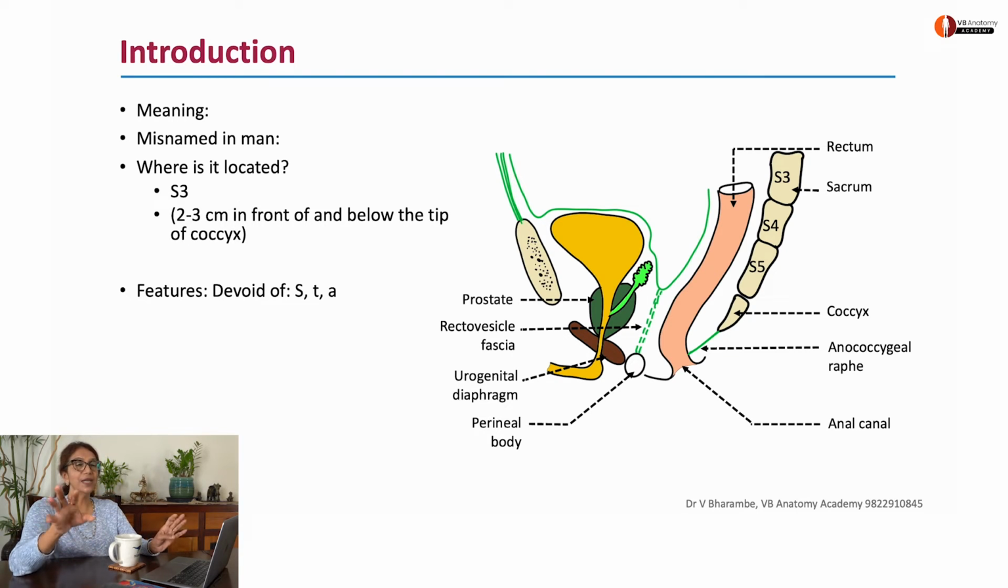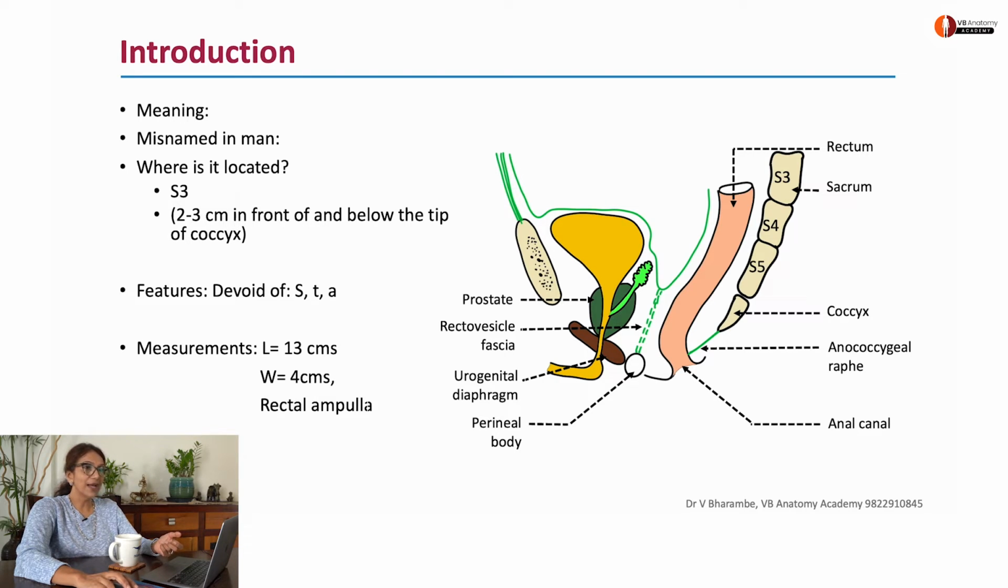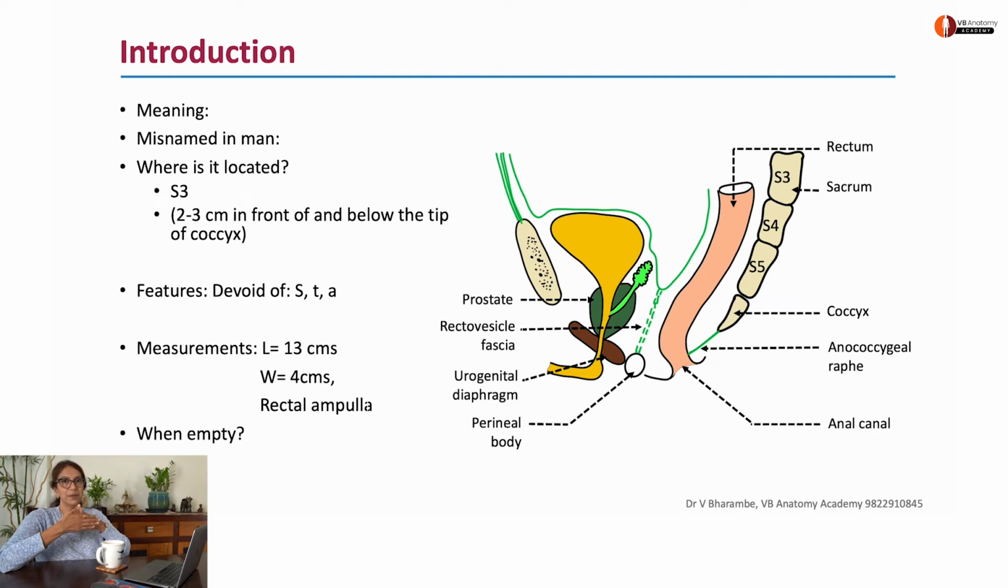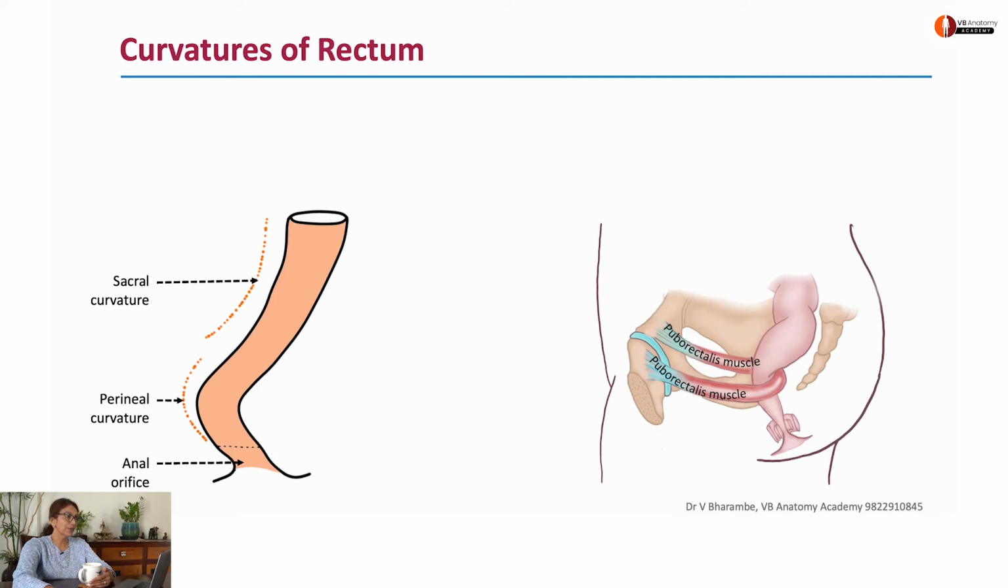It's devoid of taeniae coli, it's devoid of sacculations, it's devoid of appendices epiploicae. It measures about 13 centimeters in length and 4 centimeters in width, and in the lower part it's slightly dilated to form a rectal ampulla. Okay, most of the time it remains closed and remains as an anteroposterior slit. It has anteroposterior curvatures and side-to-side curvatures.